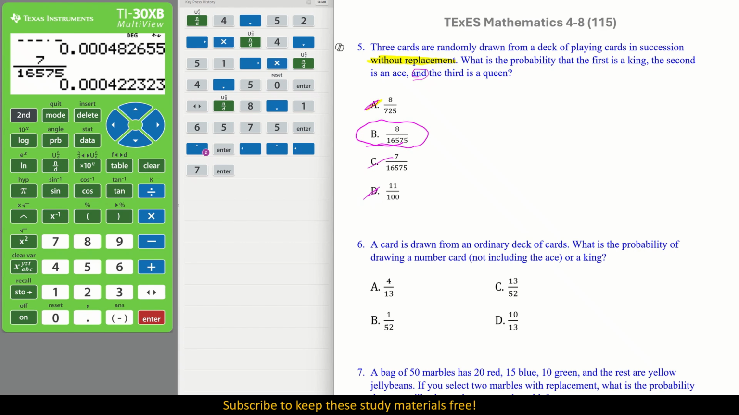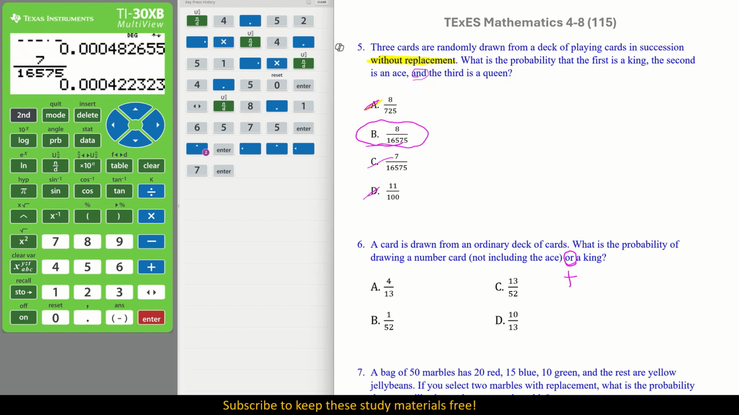What is the probability of drawing a number card not including the ace or a king? Okay, the first thing I notice is that we're talking about drawing once. So the possibility of having stuff happen simultaneously or something happening at the same time is not applicable here. So that equation that we had prior just doesn't apply here. But we do have the or, which tells me we have the addition.